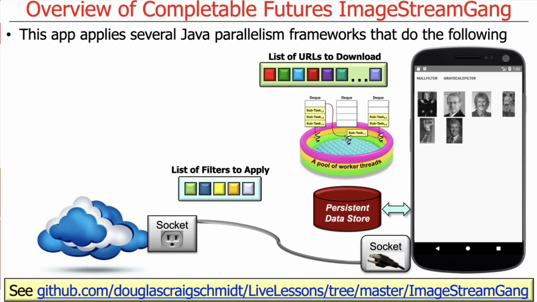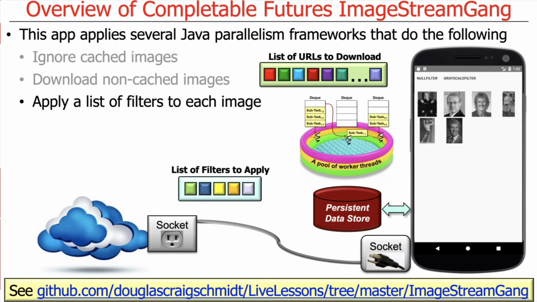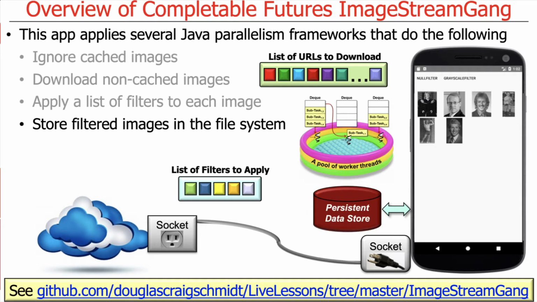This particular app, which you can get at the link at the bottom of the slide, applies several Java parallel, concurrent, and asynchronous frameworks to do the following types of things. It takes a list of URLs to images, and it will ignore any images that are already cached. It will then download non-cached images. It'll apply a list of filters to each of the images that it downloads. It'll store the filtered images into the file system, and then eventually it'll arrange to display the images to the user. So those are basically the steps that are involved in this particular app.